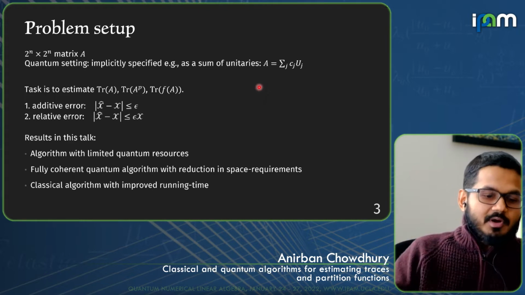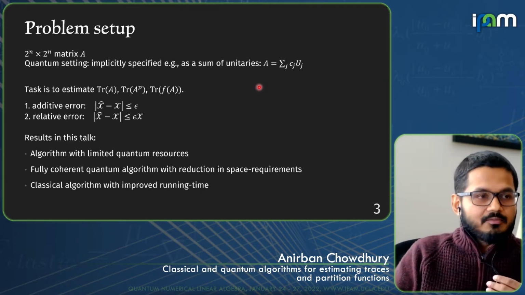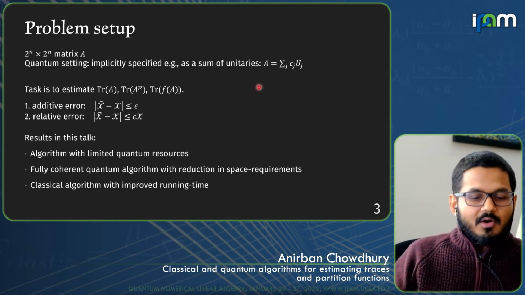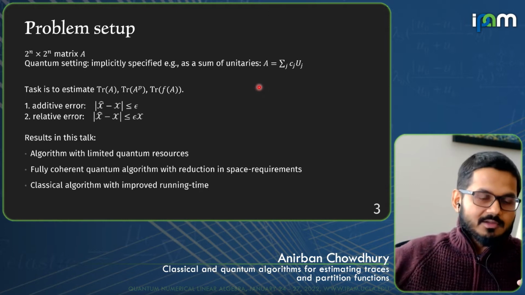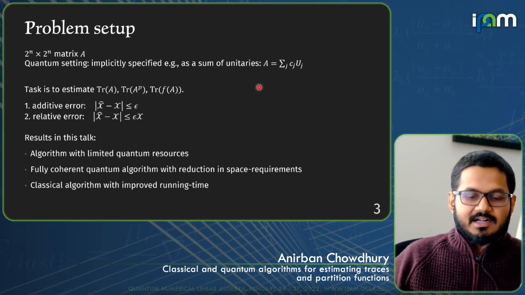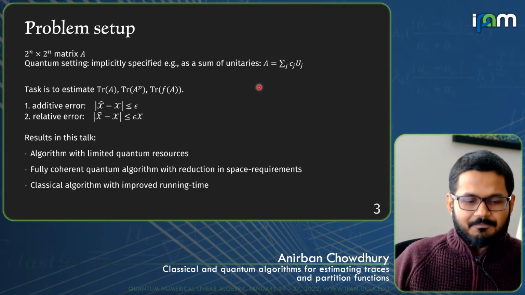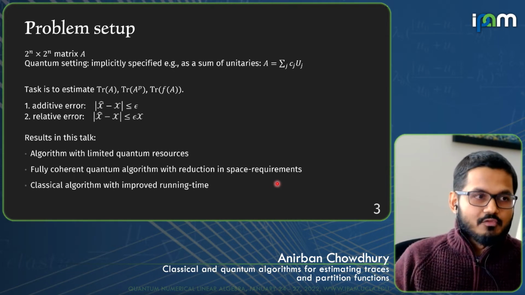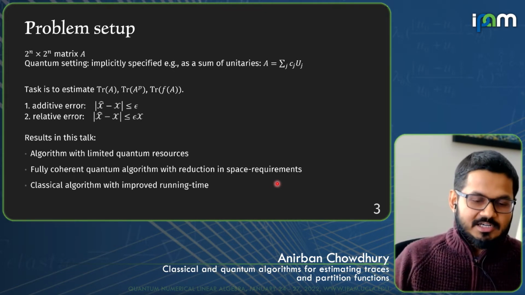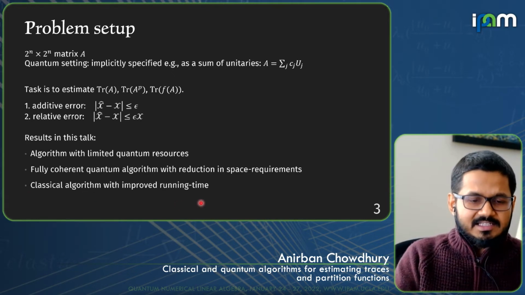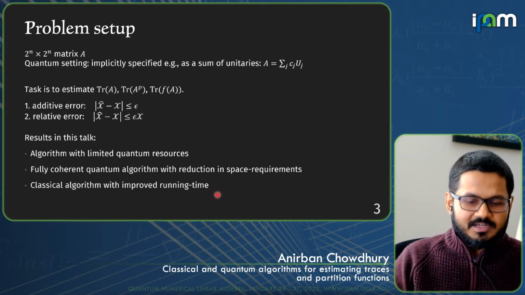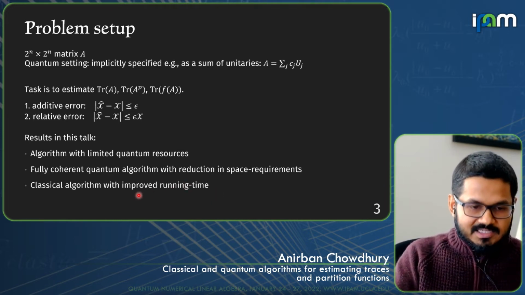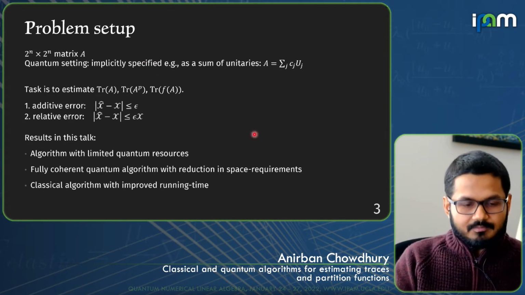The results I'll touch upon at various points in this talk will be an algorithm which uses certain limited quantum resources to estimate the trace or a partition function. Then I'll talk about what you can do if you have a fully coherent quantum algorithm. And in particular, we give some techniques that reduce the space requirements of such algorithms. Lastly, I'll talk about a classical algorithm which uses quantum information theoretic techniques to improve running time over a previously known state-of-the-art classical algorithm. Now, in the last case, we're actually dealing with some explicitly specified matrix, and exponential-time algorithms. But just to clarify, in the classical case, we won't think of this implicit specification.